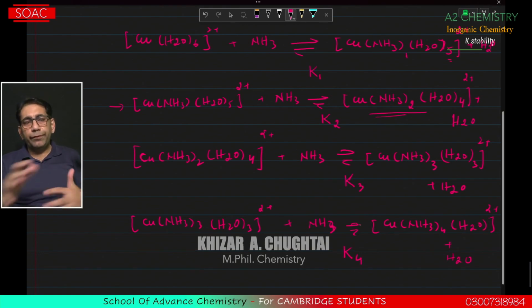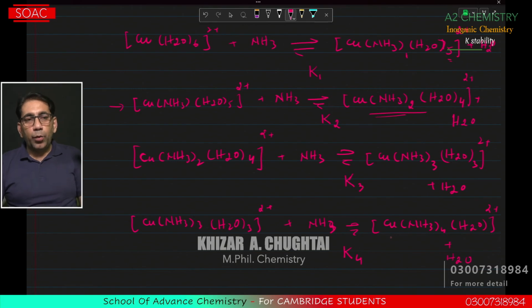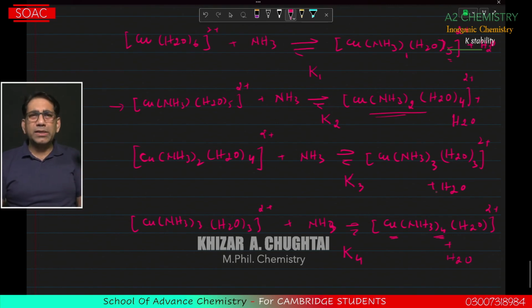So I have replaced all 4 water molecules by 4 NH3. And remember one thing, with the copper complex, you can only substitute 4 NH3. Why is this so? Why can we not appreciably introduce more than 4 ammonia ligands in these sorts of complexes? The basic answer is K stability.